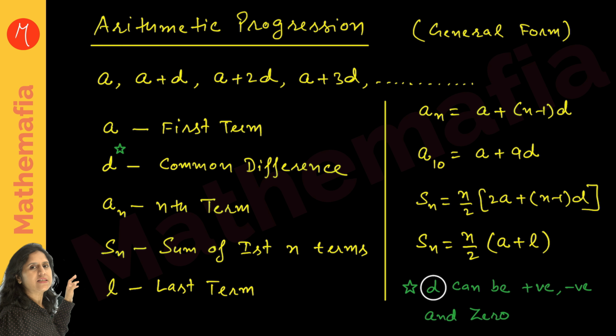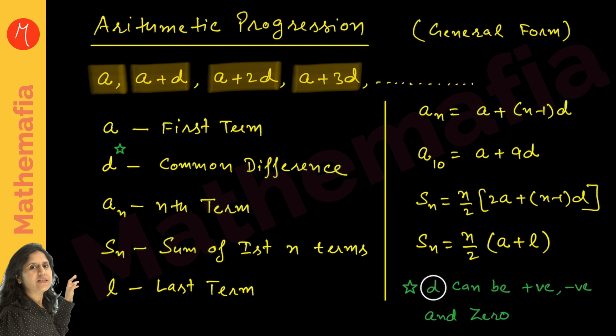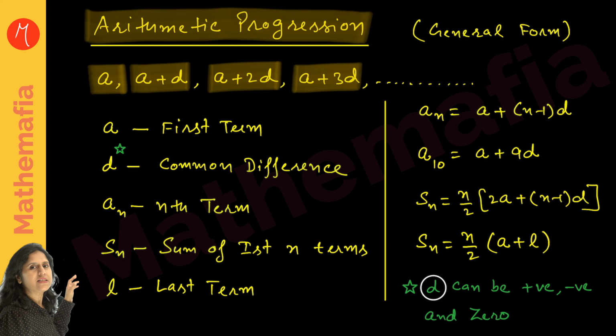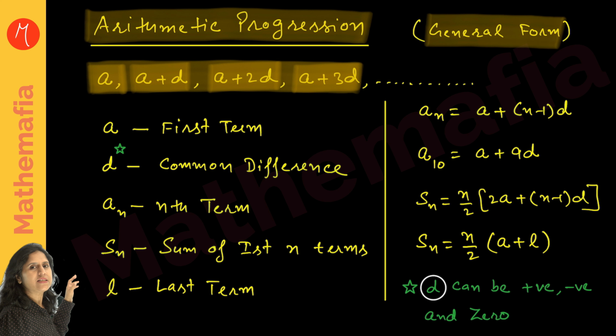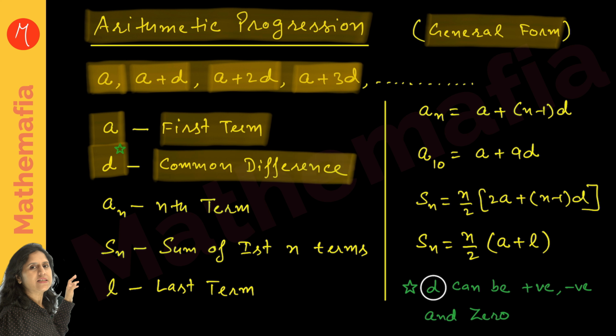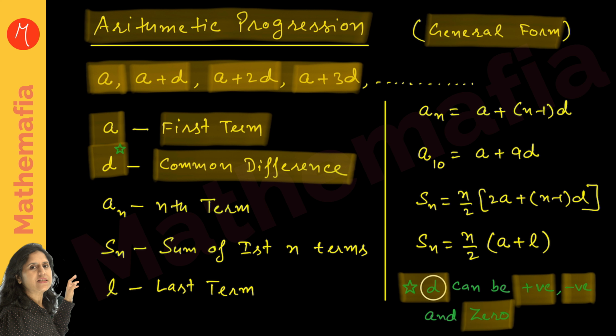If we have a numeric series of the form a plus d, a plus 2d, a plus 3d and so on, such a series is called an arithmetic progression or an AP series. And this is the general form of an AP. The first term here is a and d is the common difference. Now this common difference can be positive or it can be negative and its value can also be 0.